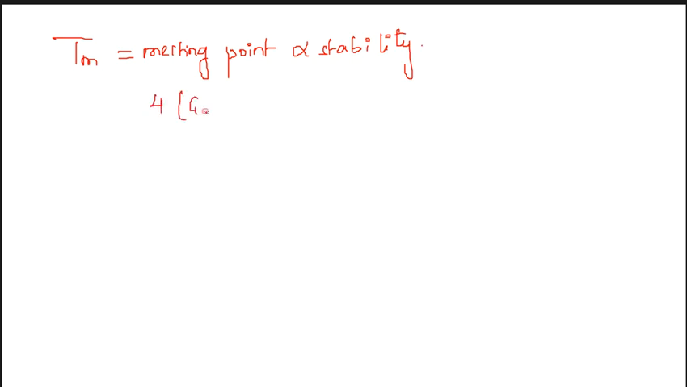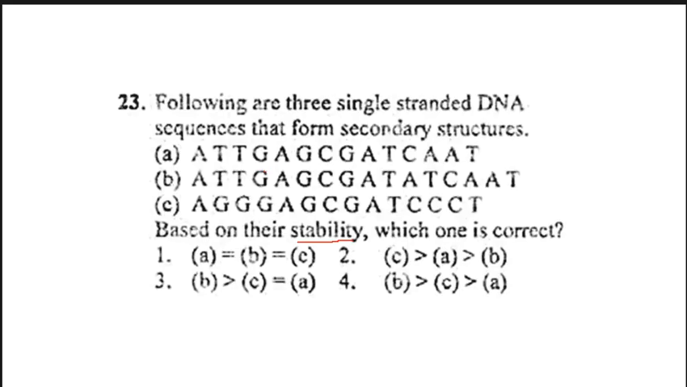So to solve this, Tm, which is the melting point, is directly proportional to the stability. And we find out the Tm by the formula 4 into (G plus C) plus 2 into (A plus T). Got it? Now let's calculate the number of GC and AT in all of these 3 strands.